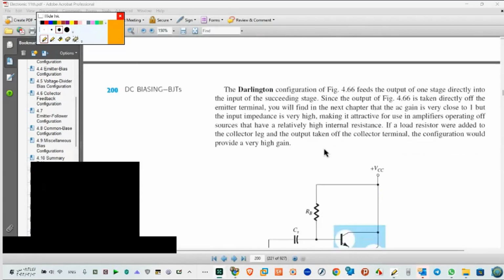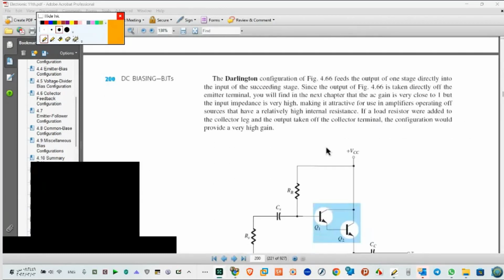Another model that we have to study, and inshallah next year we'll find in the lab, is a circuit called Darlington. Darlington actually is a circuit like a transistor, exactly like a transistor, but in this one we have two transistors inside one bucket.